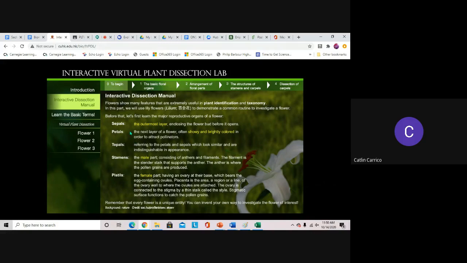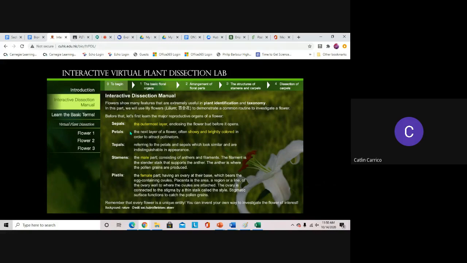The first is the sepal, which is the outermost layer that encloses the flower bud before it opens. They're little green leaf-looking structures that protect the flower before it opens. You then have your petals that are showy and brightly colored in order to attract pollinators, and really their whole job is to sit there and look pretty. You have the tepals, referring to the petals and the sepals, which look similar and are indistinguishable in appearance.